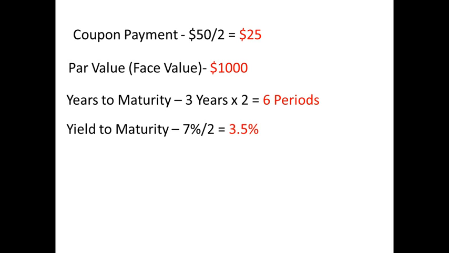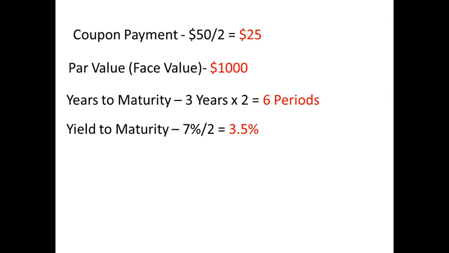We would also divide the yield to maturity and the coupon payments by 2, so the yield to maturity would be 3.5 and the coupon payments would be $25. For example, imagine that there is a semi-annual bond with a par value of $1,000, a coupon rate of 5%, and still has 3 years until it reaches maturity. Now imagine that the yield to maturity is 7%. How would we calculate the present value of this bond?